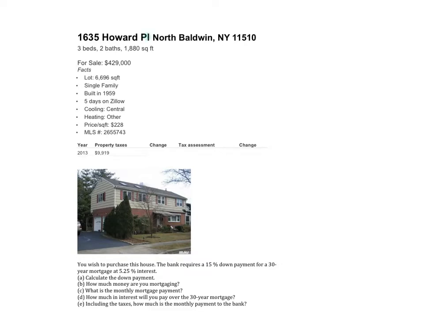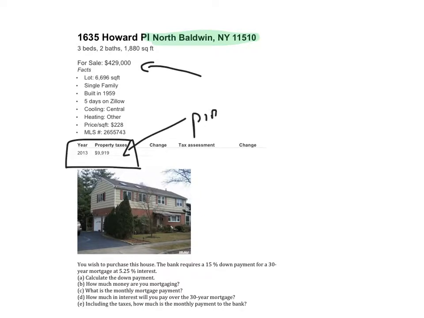For this house in North Baldwin, it's for sale for $429,000. The taxes are $9,919 per year. And what we have to do is go through the mortgage process to purchase this house. So letter A says calculate the down payment.